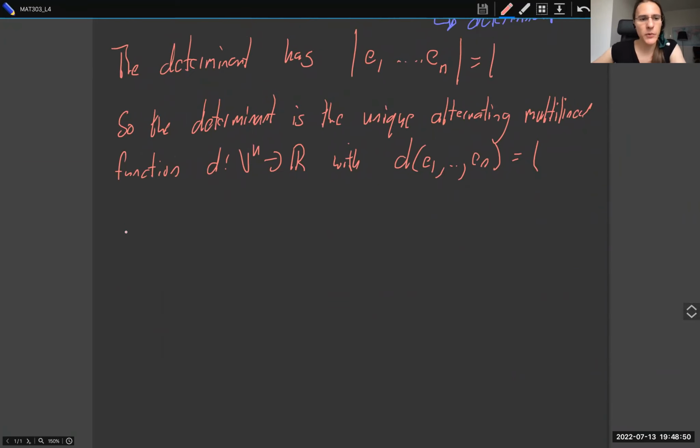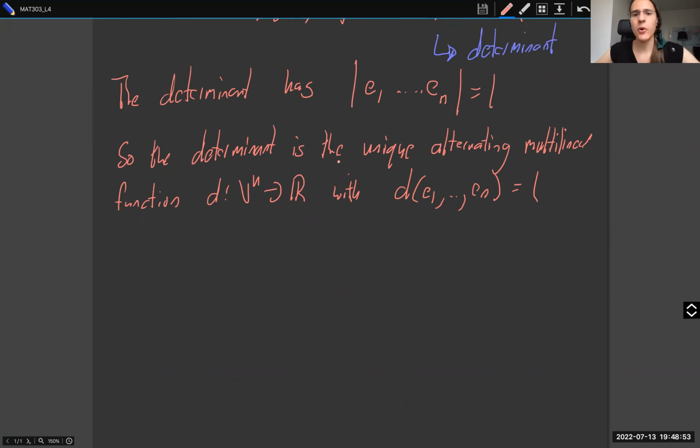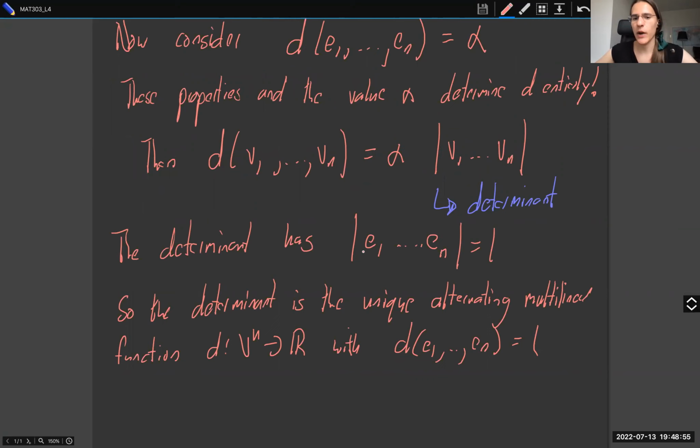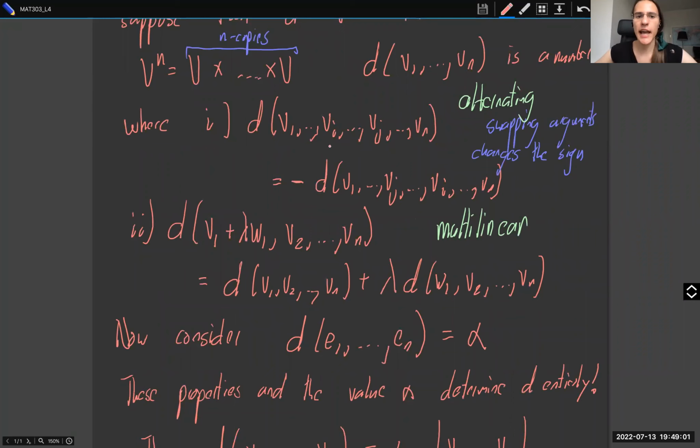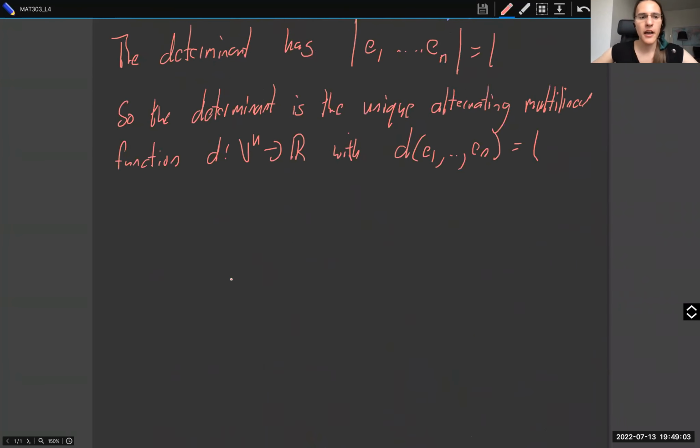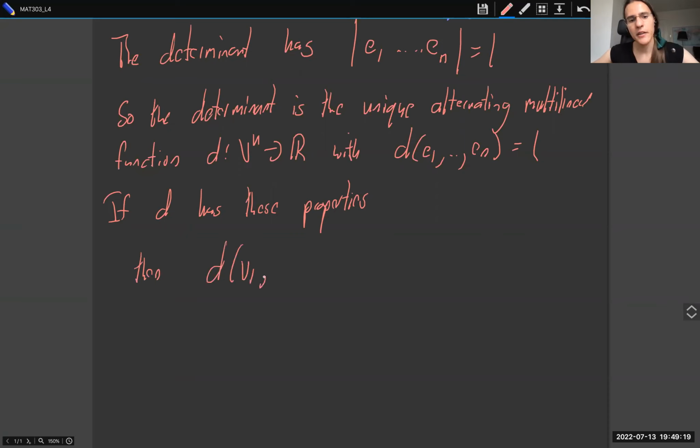Let D denote anything satisfying these two properties. If D has these properties, then D of V1, V2, and then what I'm going to do is take Vi and add to it lambda V1.